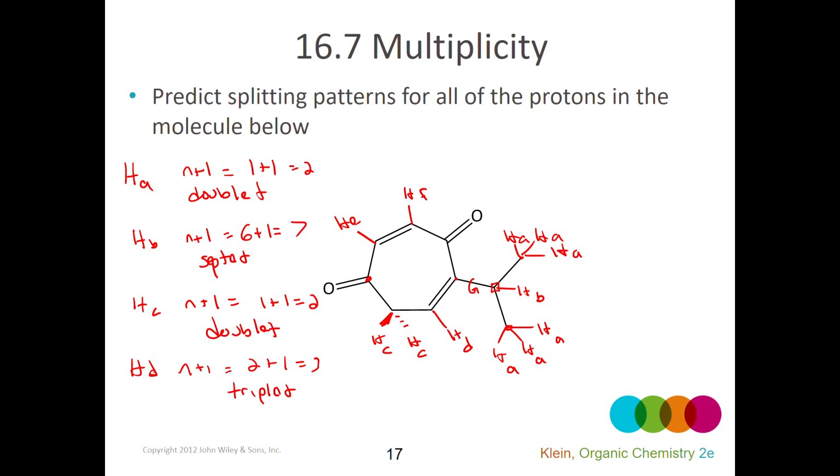For E, there's nothing splitting from this side, but it is split by F. Since E and F are not equivalent, they'll each be splitting each other. Since there's one type of F splitting E, that splits E into a doublet, and there's one type of E splitting F, so that splits F into a doublet. I didn't have any complex splitting patterns here, because each hydrogen that's being split by neighbors, all of its neighbors are equivalent, so they're all splitting with the same coupling constant.